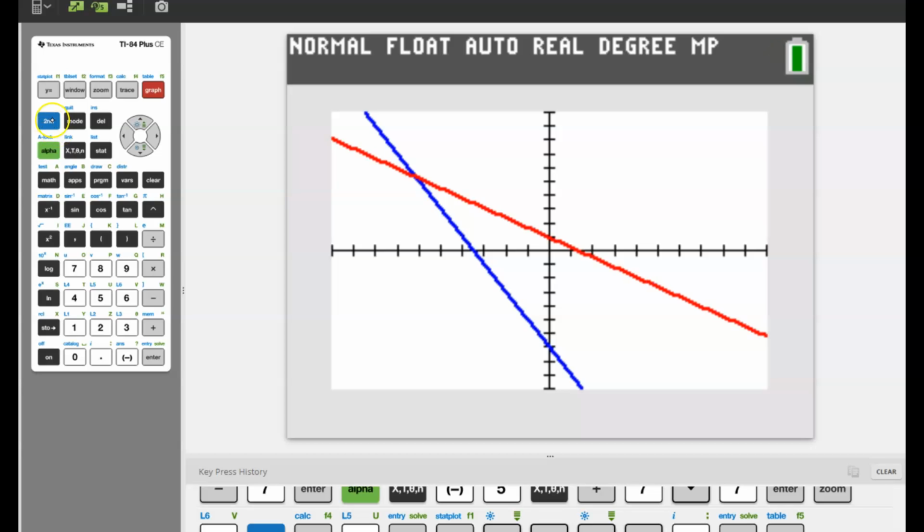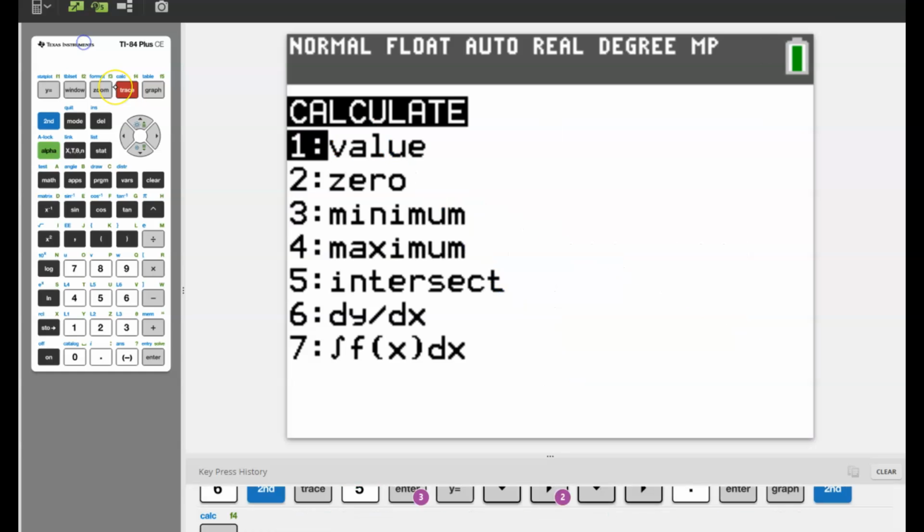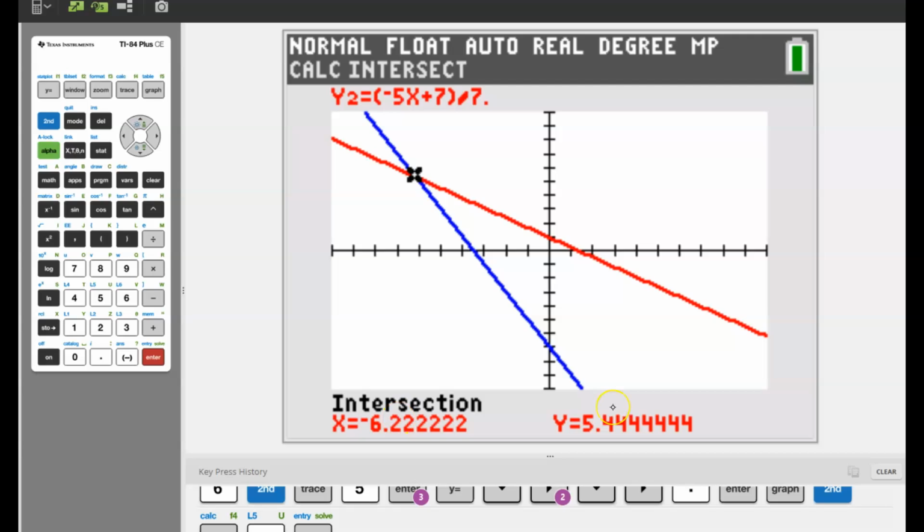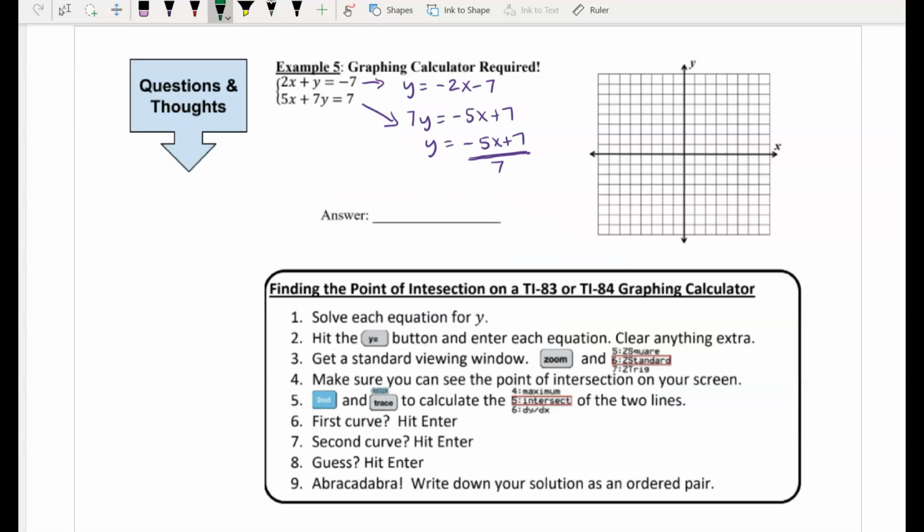We'll go through those steps again. Second, trace, intersect, first curve, enter, second curve, enter, guess, enter. And now you see that I'm getting an XY ordered pair that's just in decimals. We're going to round those numbers. Let's give 2 decimal places. When we write our answer as an ordered pair, we're going to have negative 6.22 for the X and 5.44 for the Y.